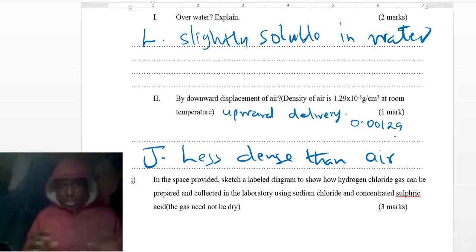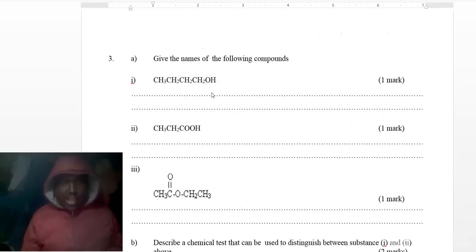So you need to understand this concept from Form 1 to Form 4 in chemistry for you to be able to answer these questions. Organic chemistry question. That's another question that must be there in paper 2. So give the name of the compounds that are shown below here.